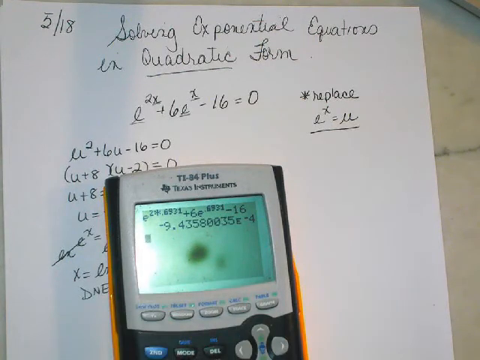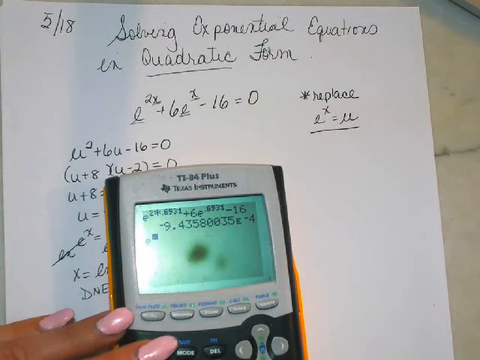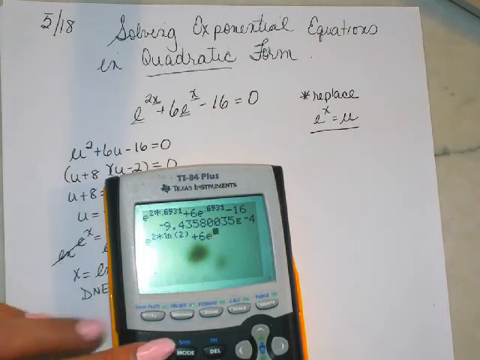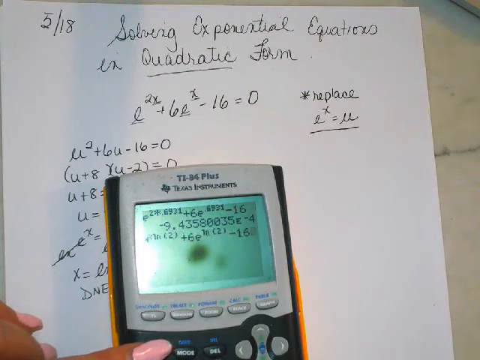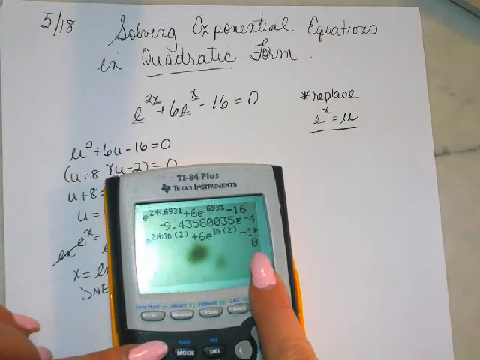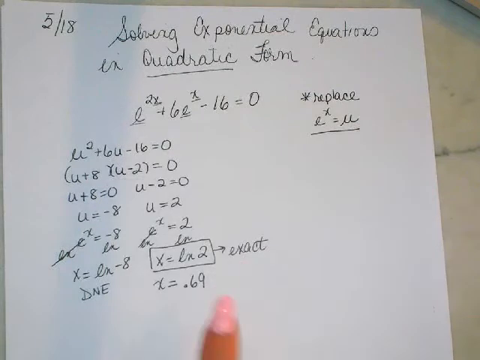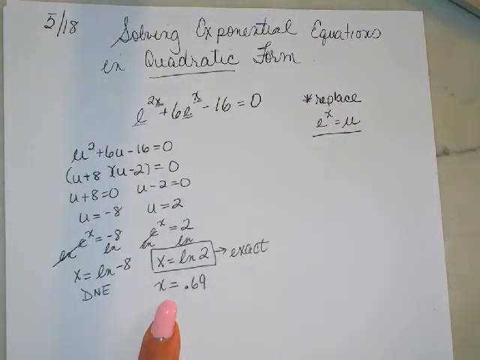If I would have used just the answer, what I could have done is put ln of 2 in there: e raised to 2 times the ln of 2, close that parentheses, plus 6 e raised to the ln of 2, minus 16. There, I got the 0. So that's why this is the most exact, and I want it to the nearest hundredth.